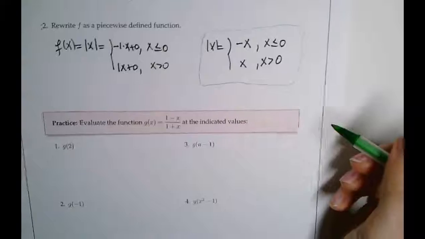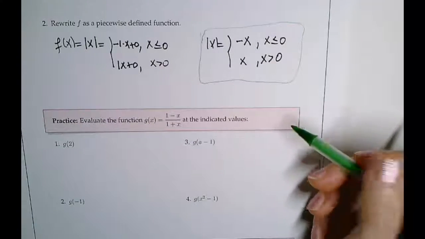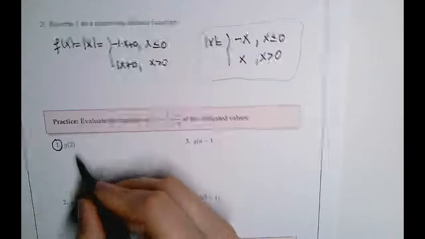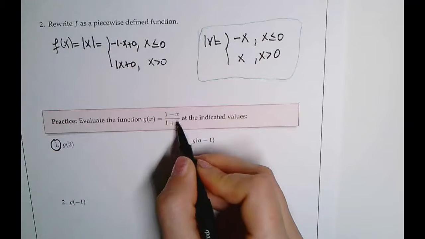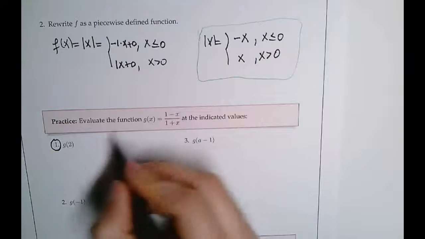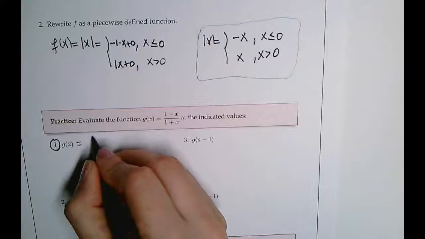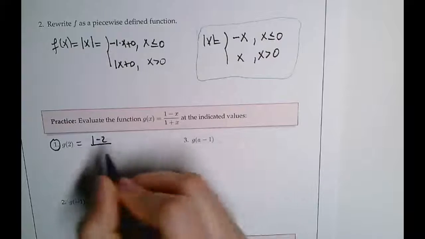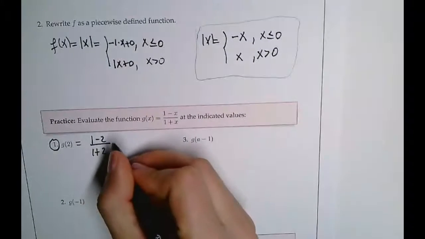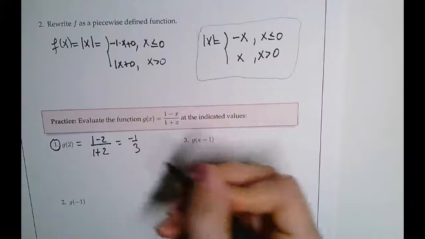Now let's evaluate this rational function at the indicated values. So g of 2, well, is 2 in the domain? Yes. 2 does not make the denominator 0, so it's going to be in the domain of this rational function. So g of 2 is going to simply be 1 minus 2 over 1 plus 2. So it's going to give me -1 over 3.